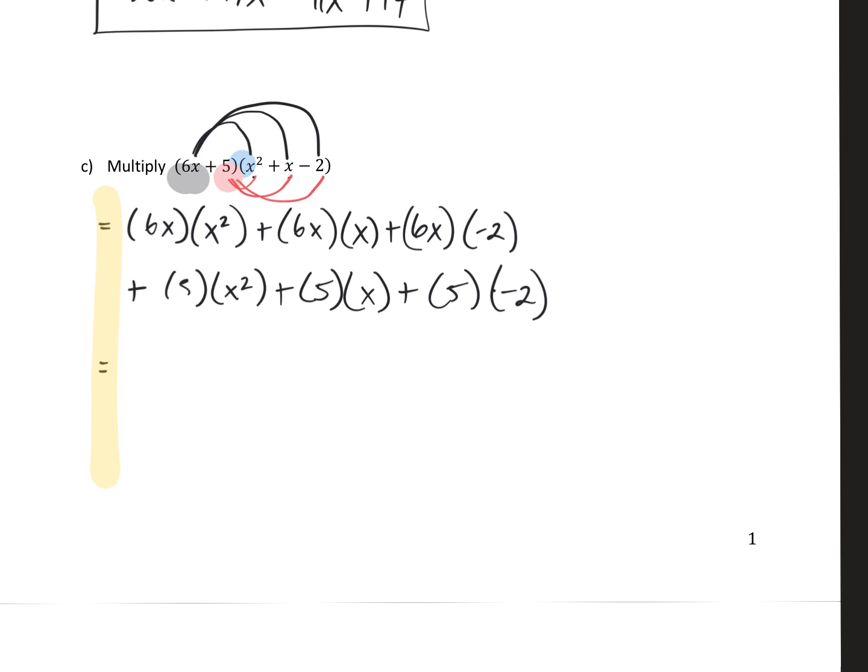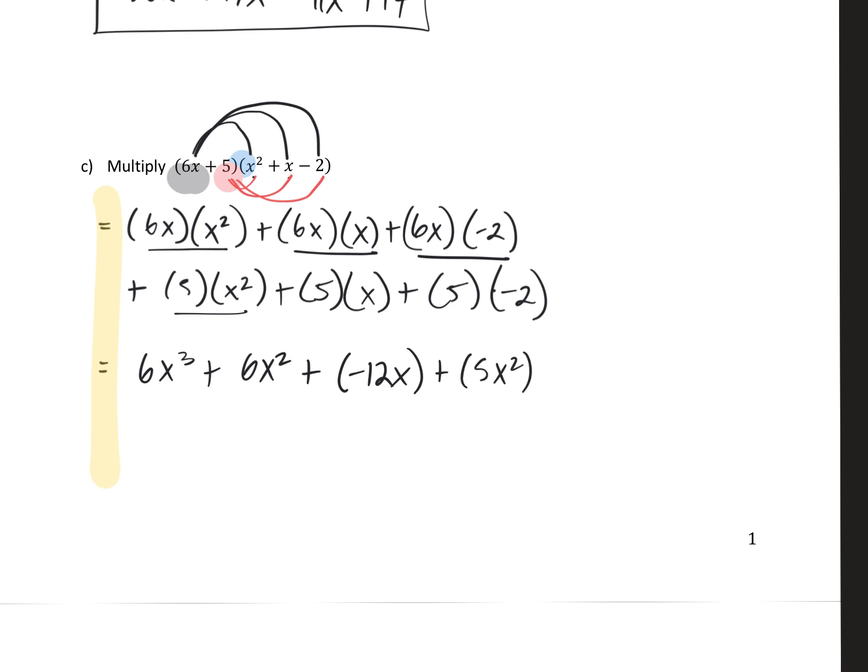All right, so let's multiply things out and see what we get. So the 6x times the x squared, that's going to be 6x cubed, plus 6x times x, 6x squared, plus 6x times the -2, so that'll be -12x, plus the 5 times the x squared, that's going to be 5x squared, plus 5 times x, 5x, and lastly, 5 times the -2, -10. Okay, so now we've gotten into the form we were looking at before, and now, because we have all these plus signs and whatnot in between, now it's just going to be combining like terms.